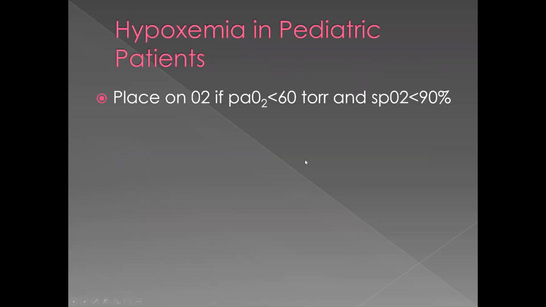For pediatric patients, any PaO2 less than 60 torr, we want to recommend oxygen therapy. Less than 60 is going to give us a saturation of usually less than 92%. Here it says less than 90%. So less than 92.